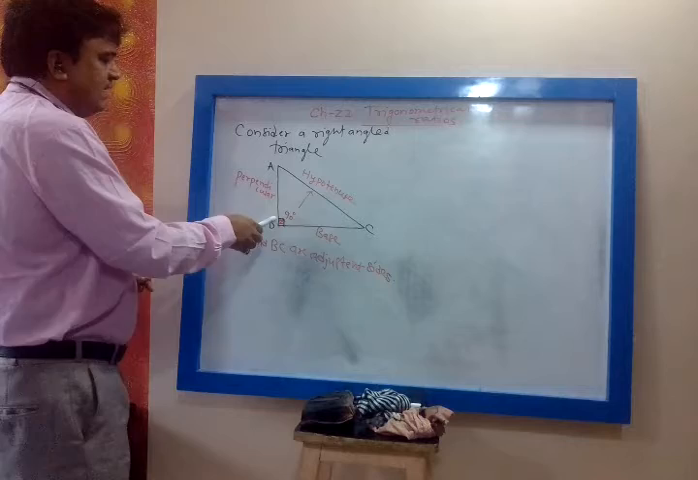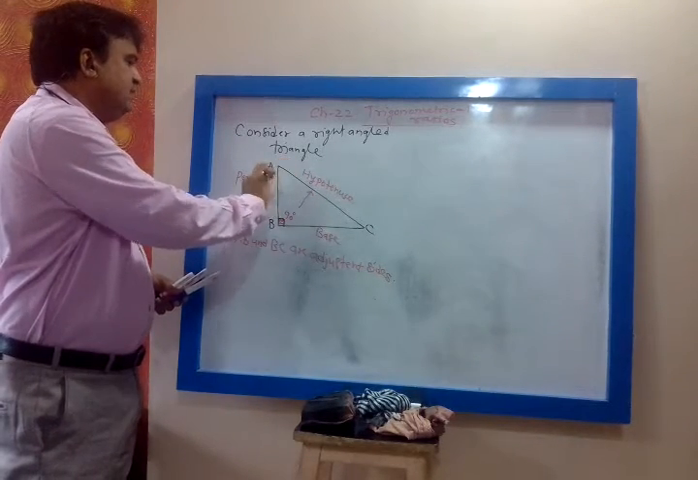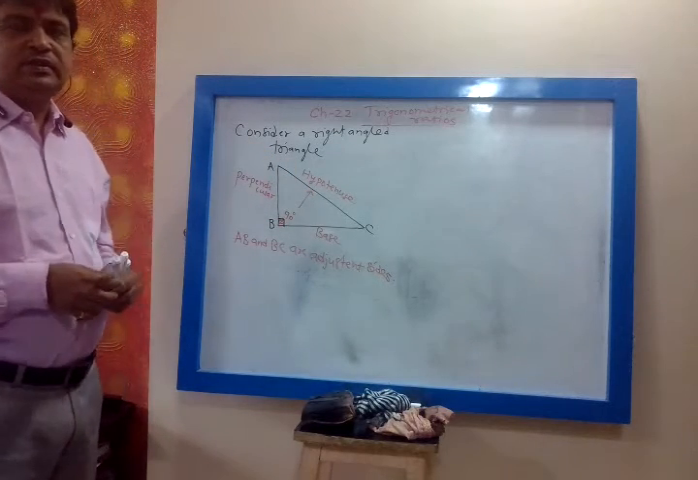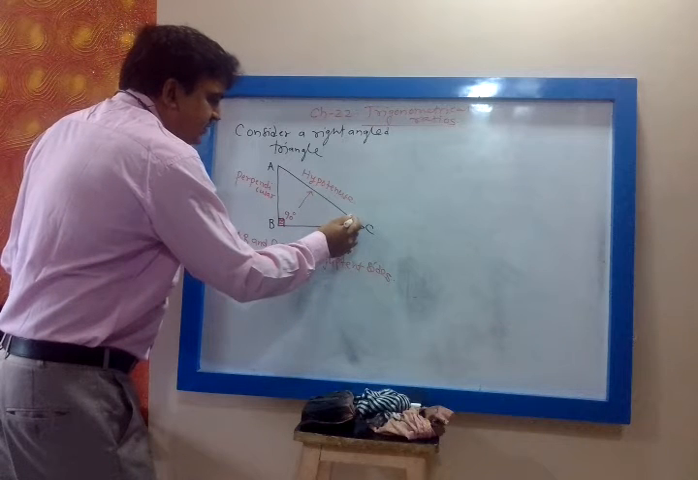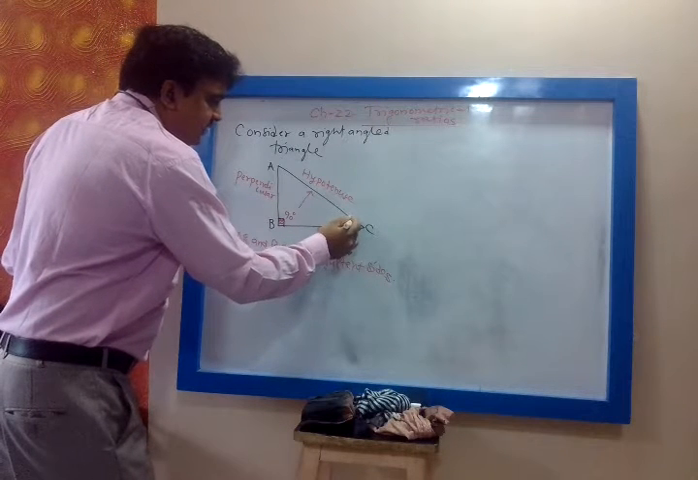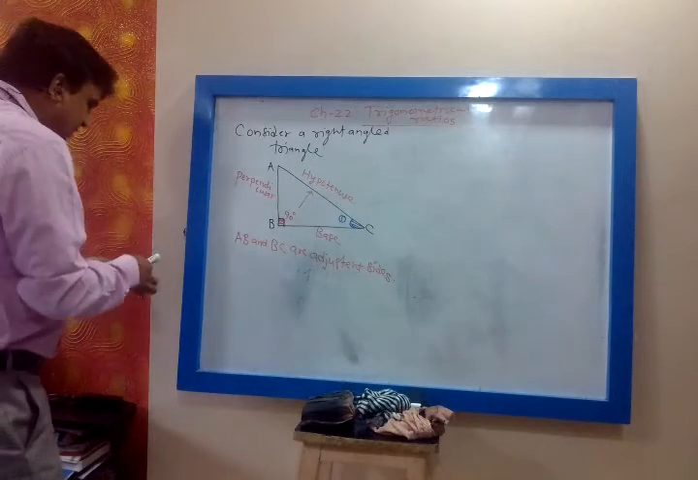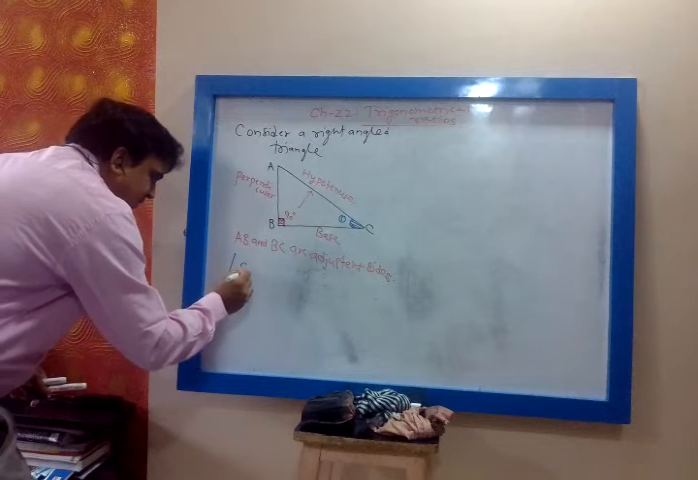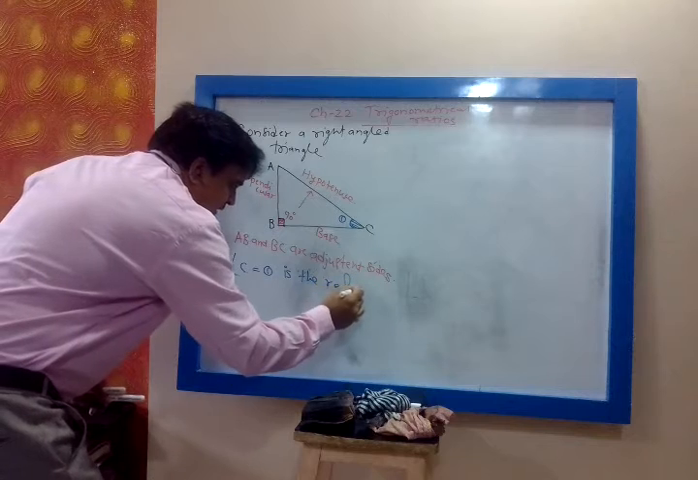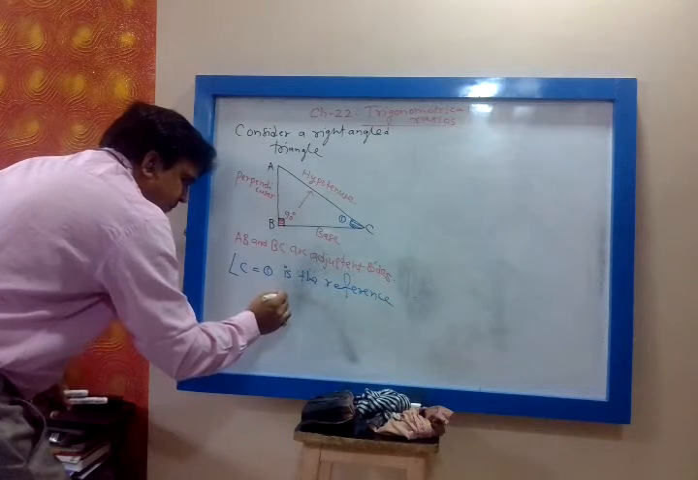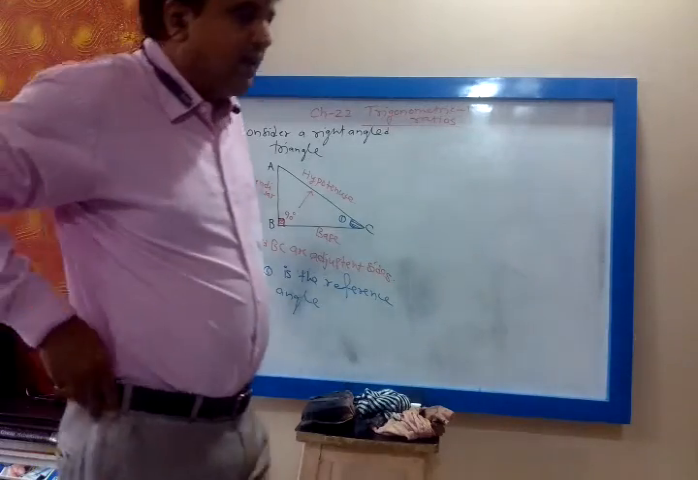So triangle ABC is right angled at angle B, which means angle B is 90 degrees, BC is the base, AB is the perpendicular and AC is the hypotenuse. Now we consider a reference angle C, that is theta. Angle C is equal to theta, the reference angle.